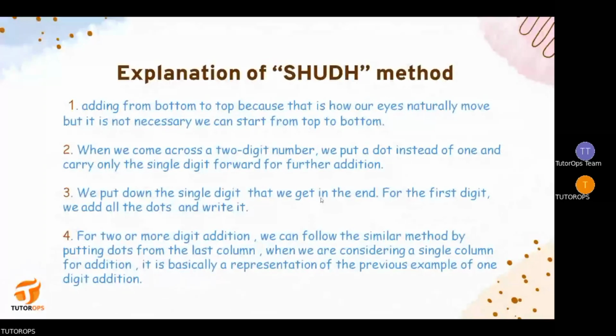Yes, the carry. For 2 or more digit addition, we can follow the similar method by putting dots from the last column. Yes, as I have mentioned in the last example, that was 123 plus 456 plus 789. We were basically doing the calculation from the last column, and we were repeating the 1-digit number as dots, and we are taking the carry for the first column. Okay.